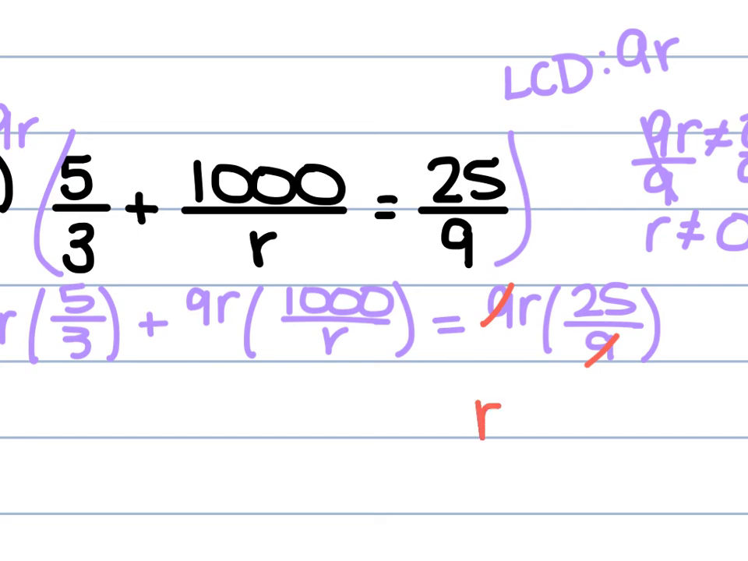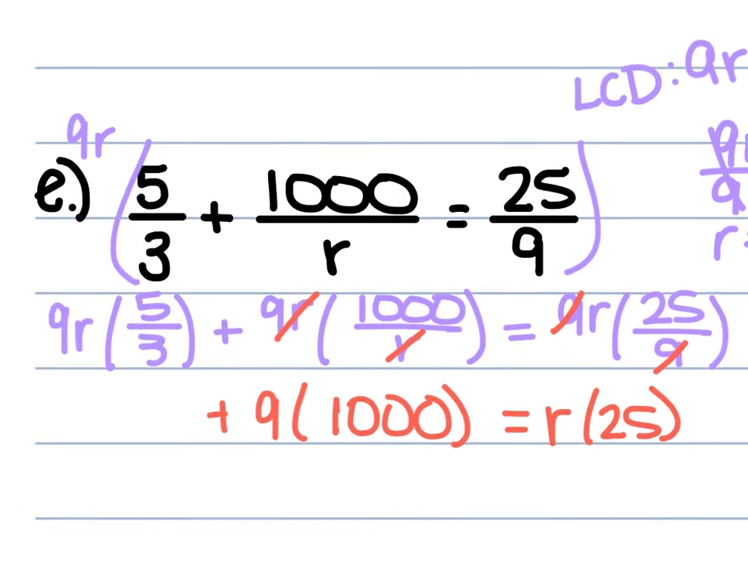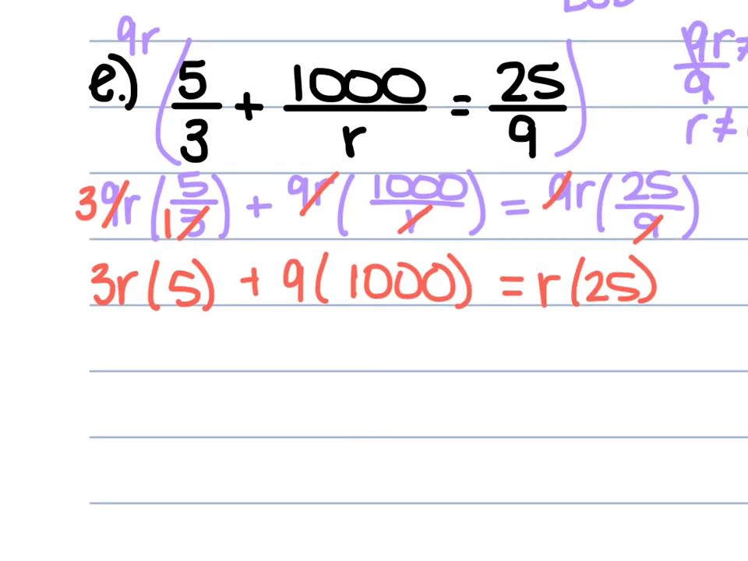We're going to have R times 25. Then the R's are going to cancel out here. We're going to have 9 times 1,000. And then the 3 is going to turn into a 1, making the 9 a 3. So it's going to be 3R times 5. So we're going to have 3R times 5 is 15R. 9 times 1,000 is 9,000. And R times 25 is 25R.